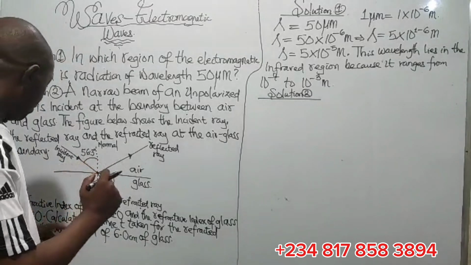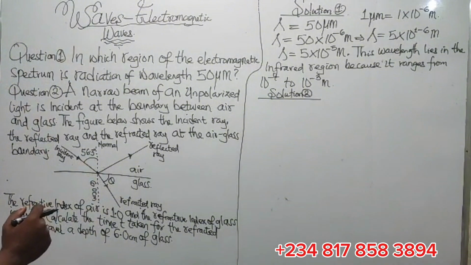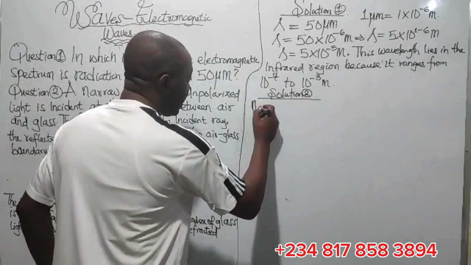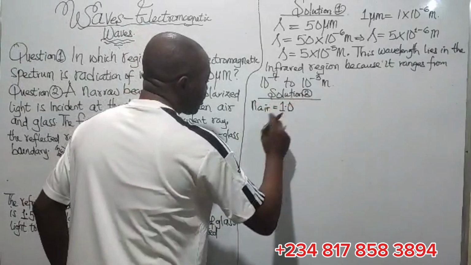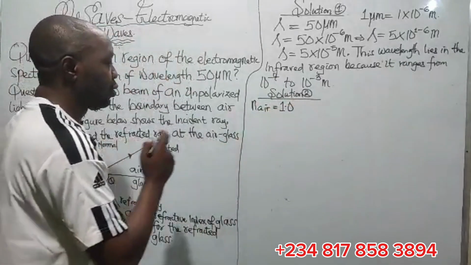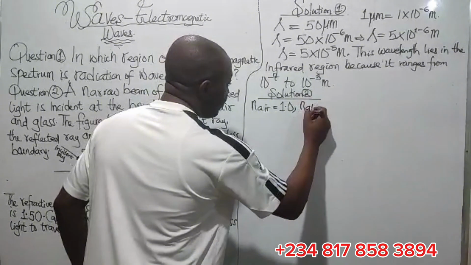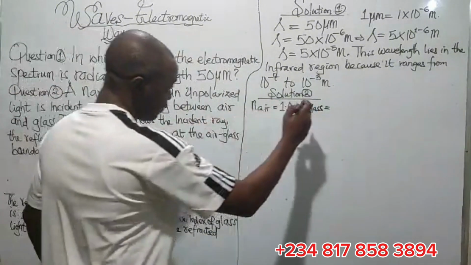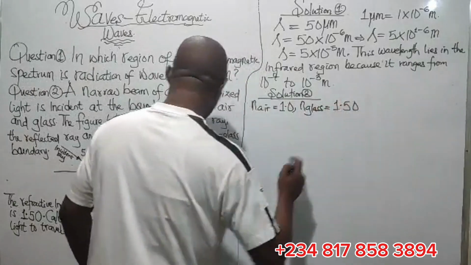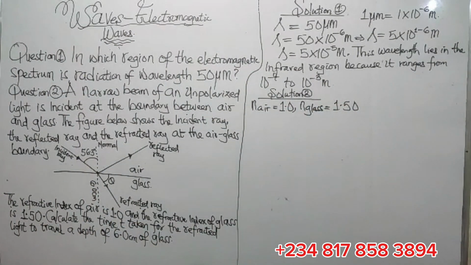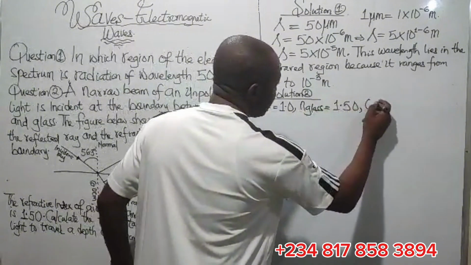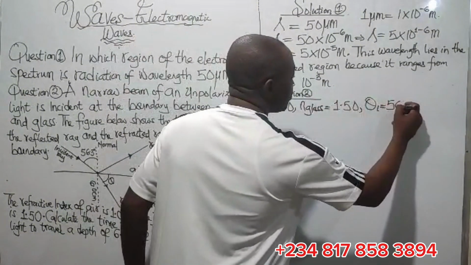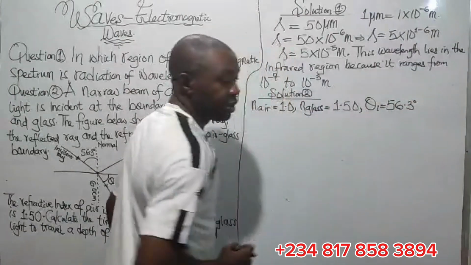Like I said, what we have here, we are given the index of refraction in air. The index of refraction in air is 1.0. We're also given the index of refraction in glass, which is given to be 1.50. All right, so we are given the angle of incidence. Let's say the angle of incidence is θ1, and that is given to be 56.3 degrees.